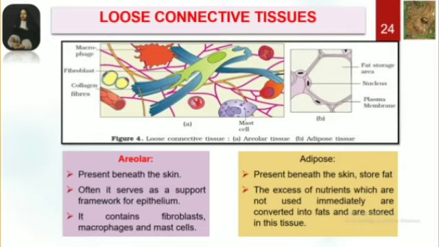The next tissue type in loose connective tissue is adipose tissue. It is present beneath the skin and stores fat. The excess of nutrients which are not used immediately are converted into fats and are stored in this tissue. So during starvation or fasting, this tissue comes in handy.